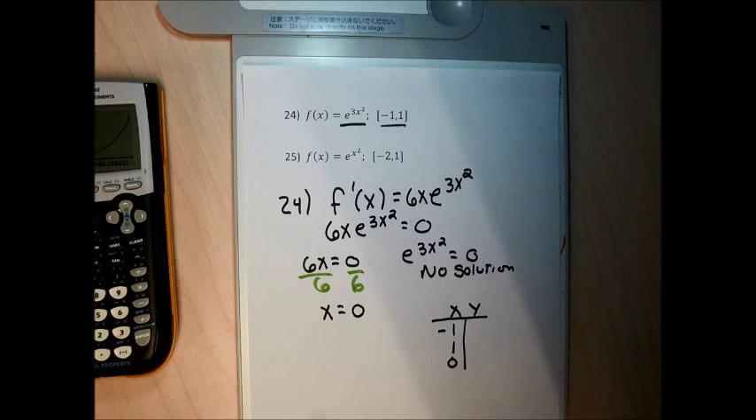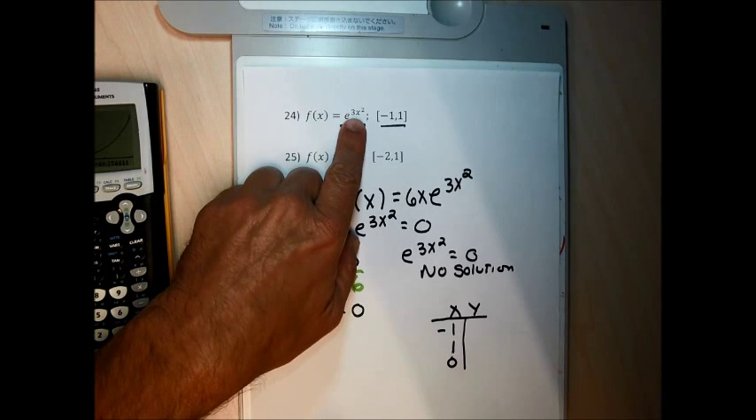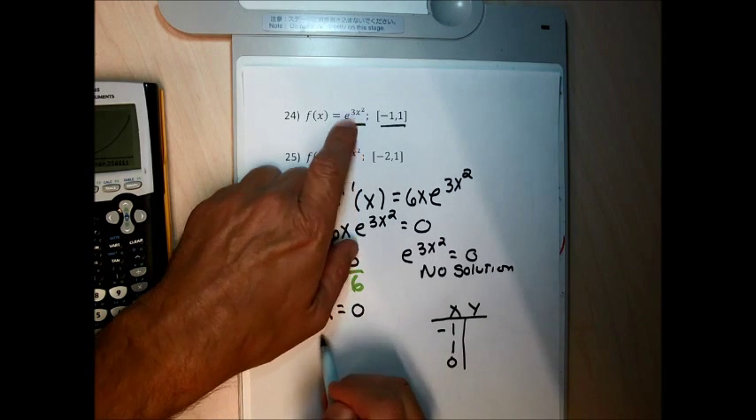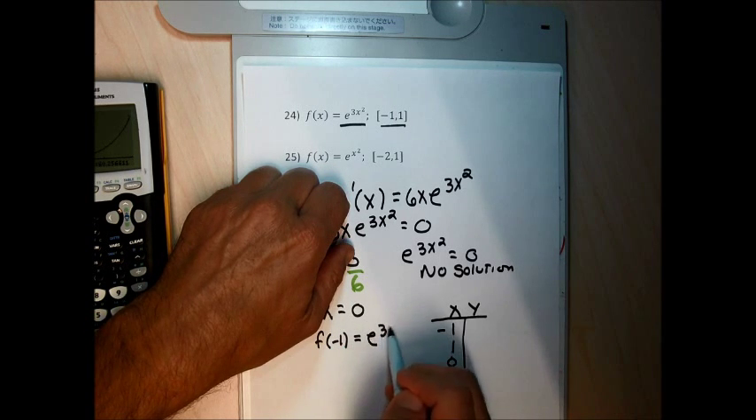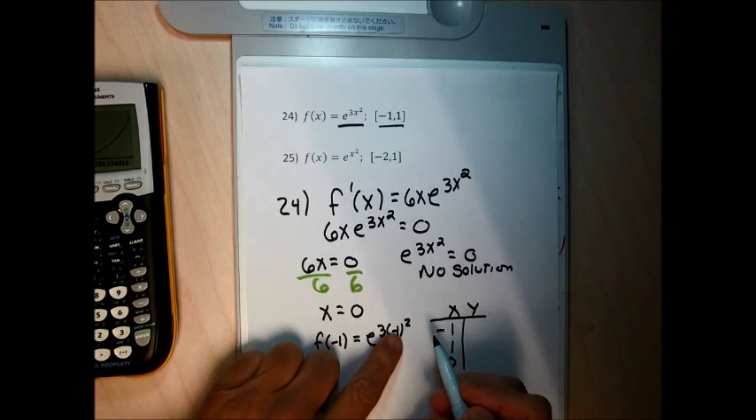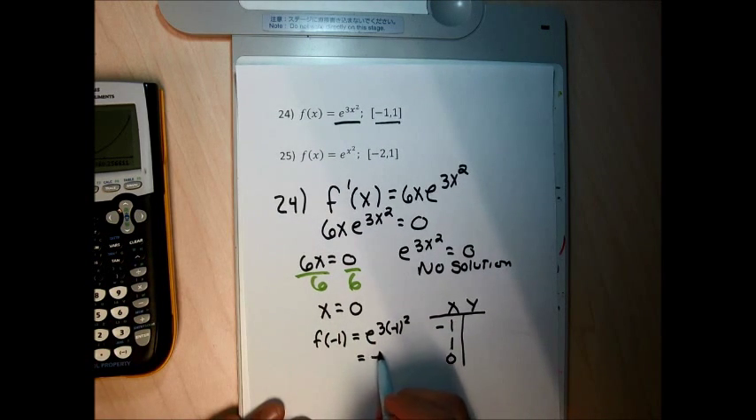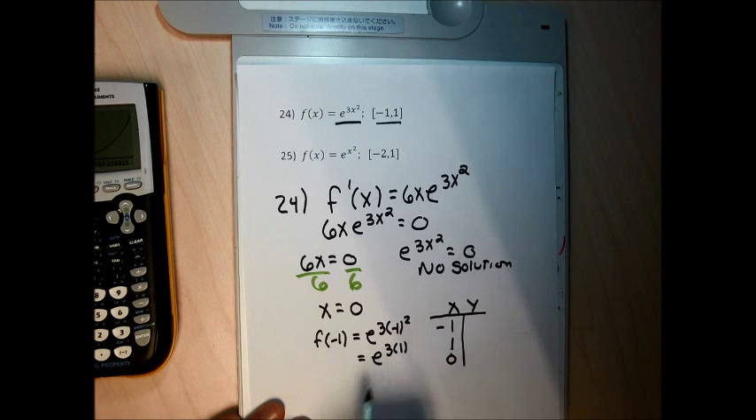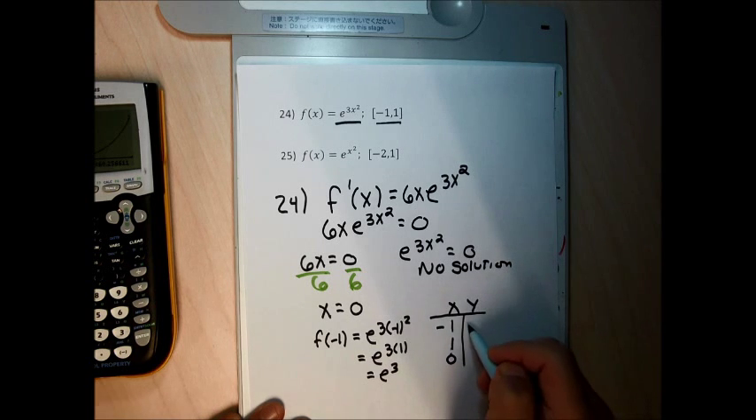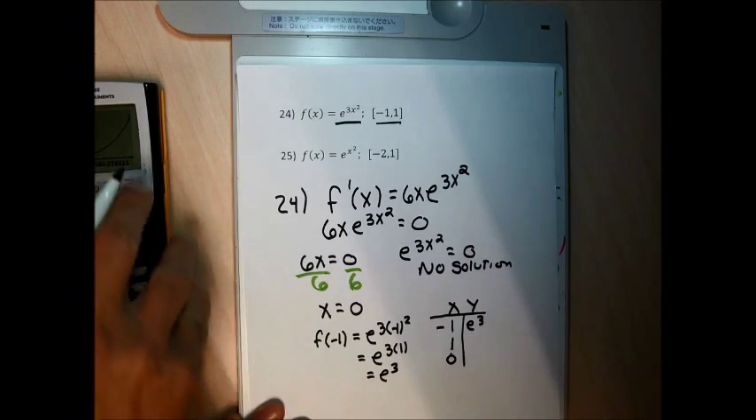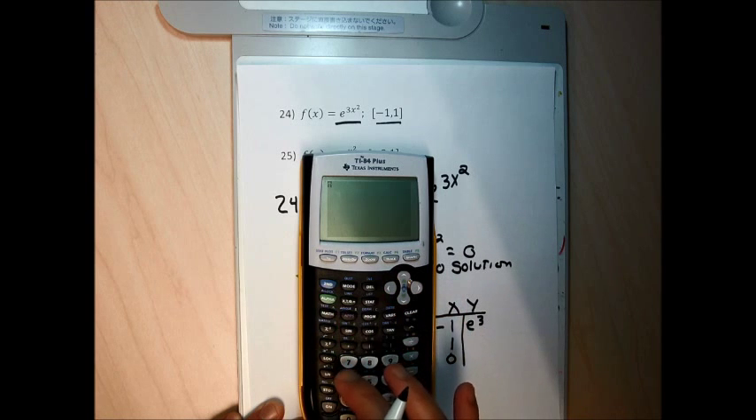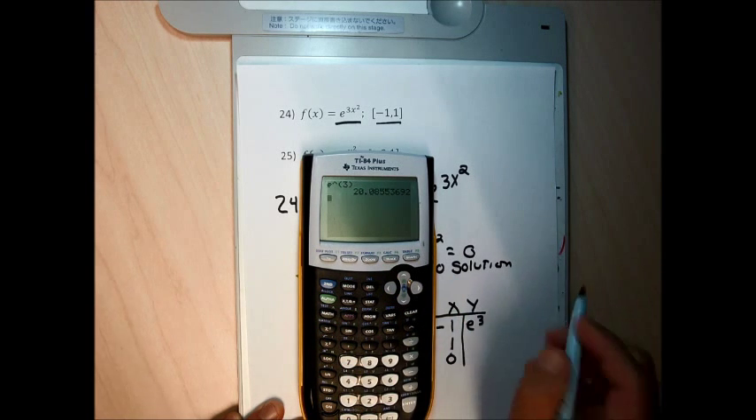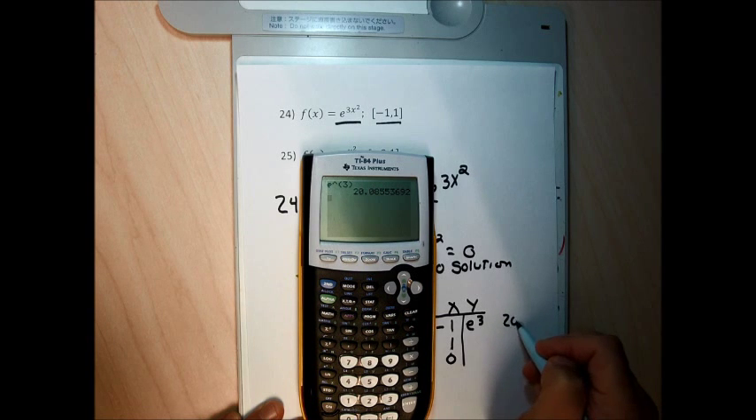I'm going to get the y value for each by plugging them into my original function. So the first y value, I'm going to do f of -1, which is going to be e to the 3 times -1 squared. The exponent of e to the 3 times -1 squared, to simplify it, you do the -1 squared first, and then you get e cubed. So the y coordinate that corresponds to x equal to -1 is e cubed. And if I go to my main screen and do second ln e cubed, the decimal version of this is 20.09.